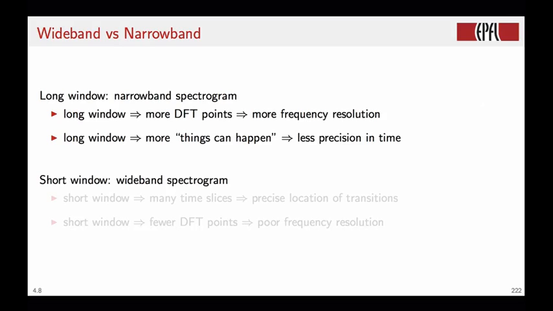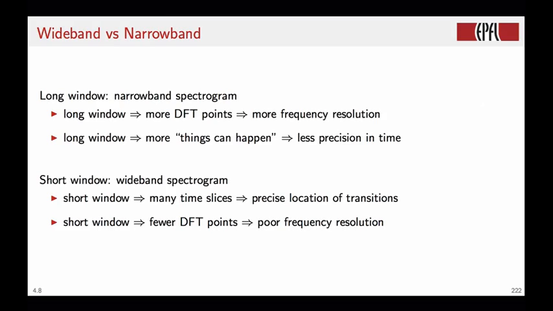Conversely, if we choose a short window, then we have a wideband spectrogram. A short window will create many time slices, because you will divide the whole support of the signal into more chunks. And so we have a much more precise location of the transitions. But a short window will give us fewer DFT points, and so the frequency resolution will be poor.